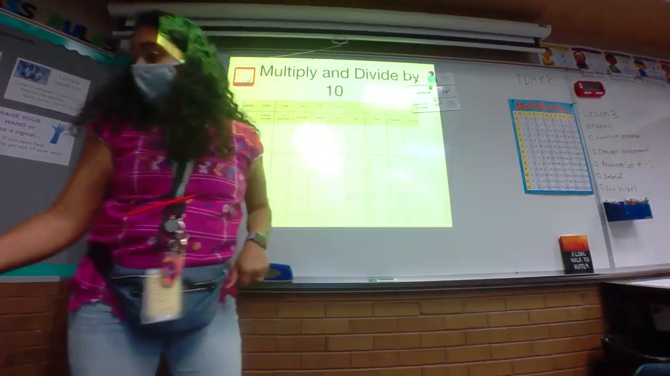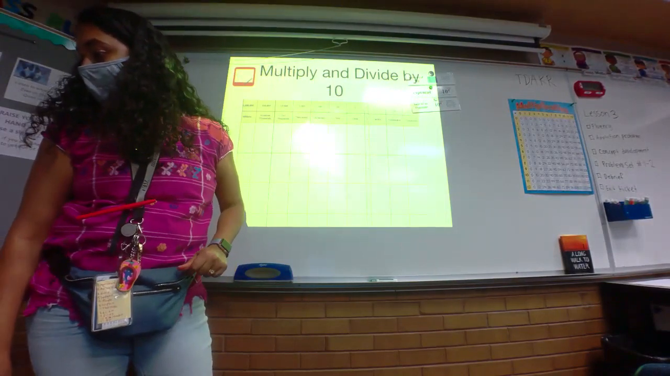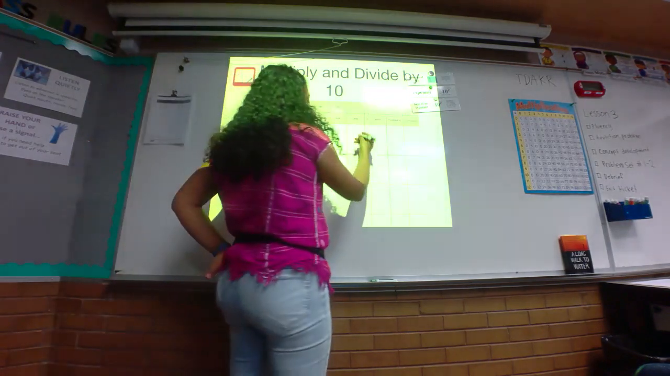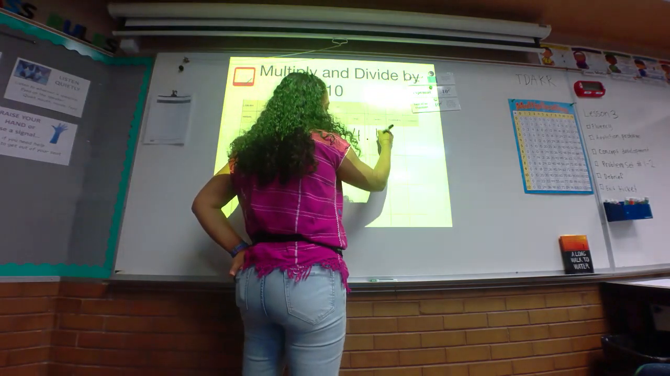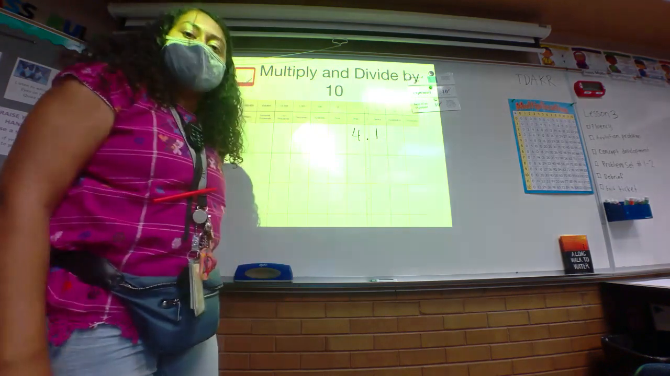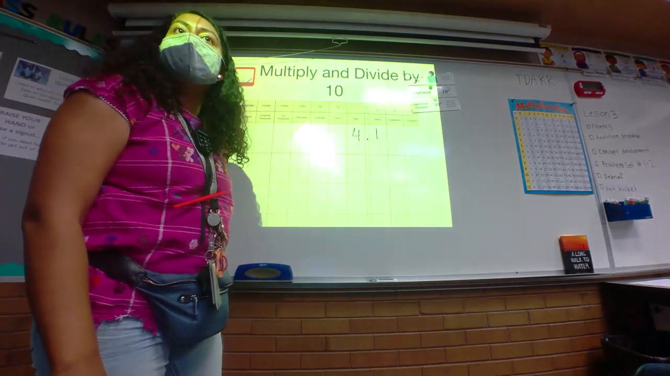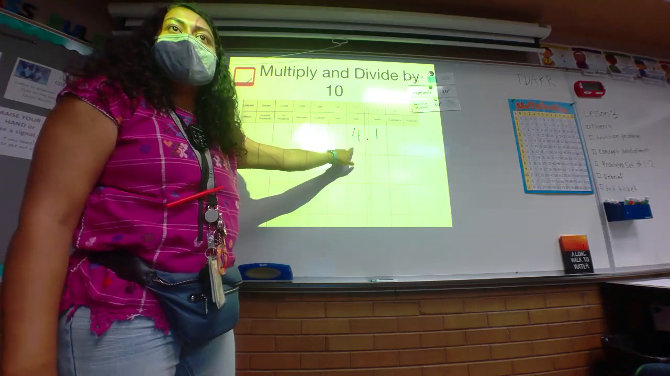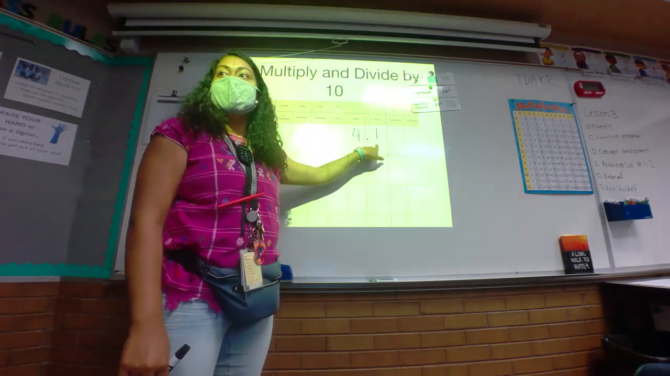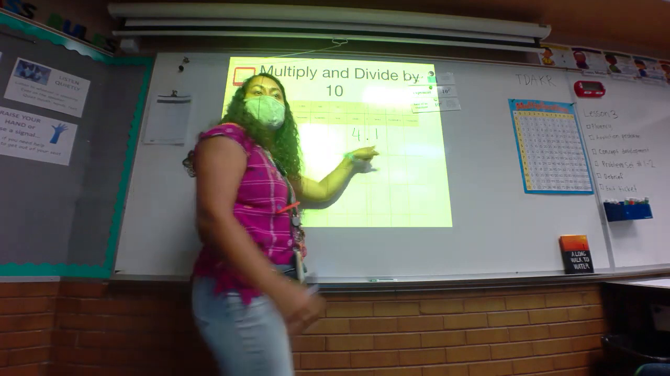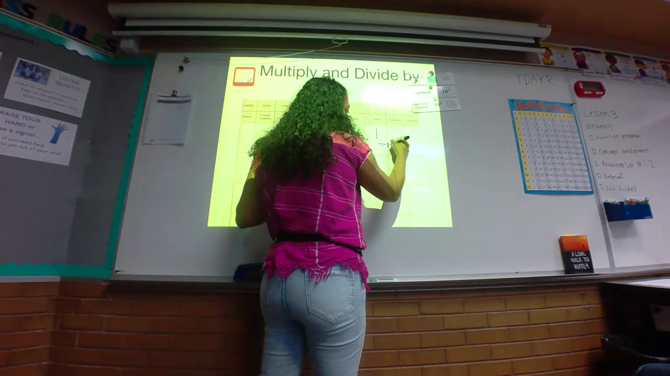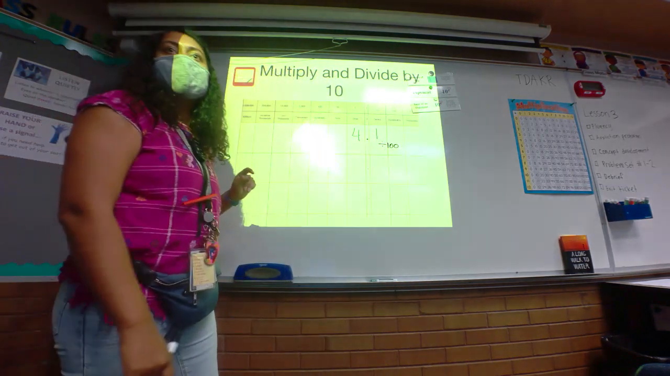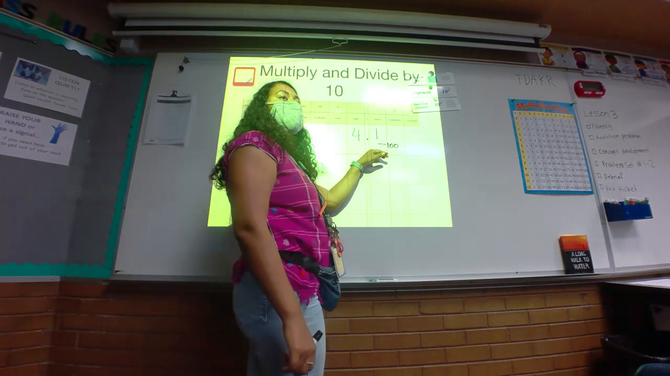Okay, so now let's do four and one-tenth. Write it down. Four and one-tenth divided by 100.